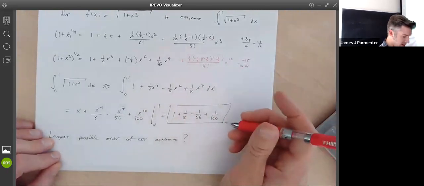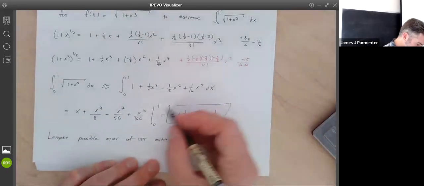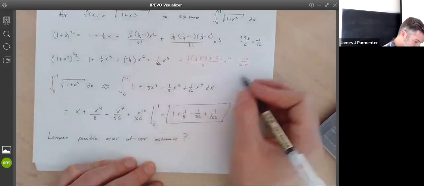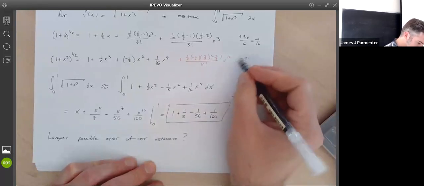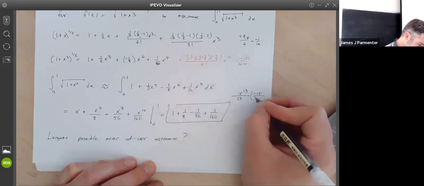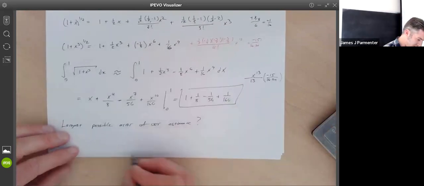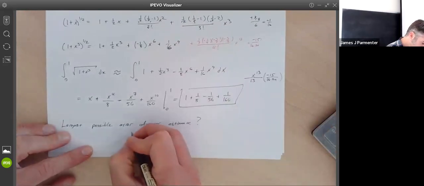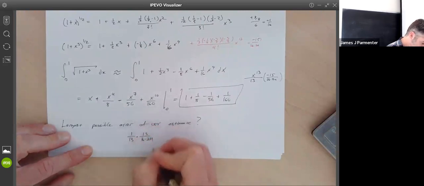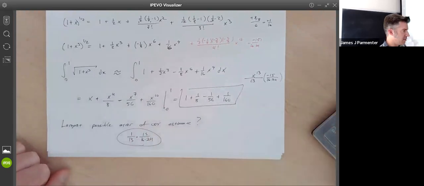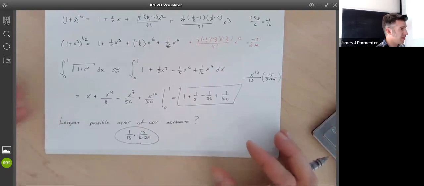And then we would anti-differentiate that. So if we had grabbed the next term, the next term would have been an x to the 13th over 13 times this terrible coefficient. And so the largest possible error in our estimate would have been 1/13 times 15 over 16 times 24. I dropped the negative because I would take the absolute value. Not nice, but certainly something we can find.